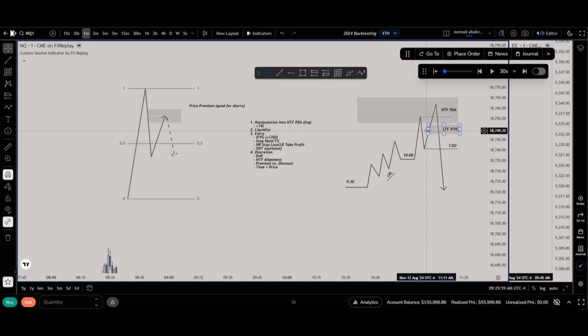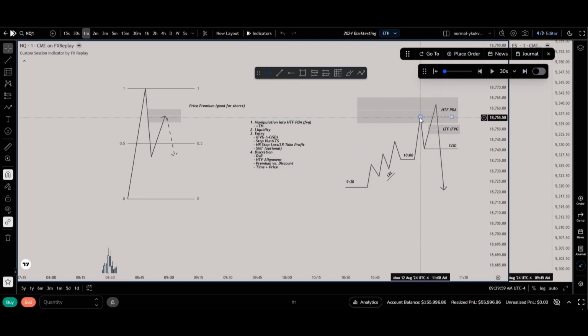What else? I also look for an IFVG, inverse fair value gap, and also a CISD is optional, but it just shows you the displacement, which is very important. How strong is price disrespecting this value? How strong is price respecting the bias to go lower in this example?